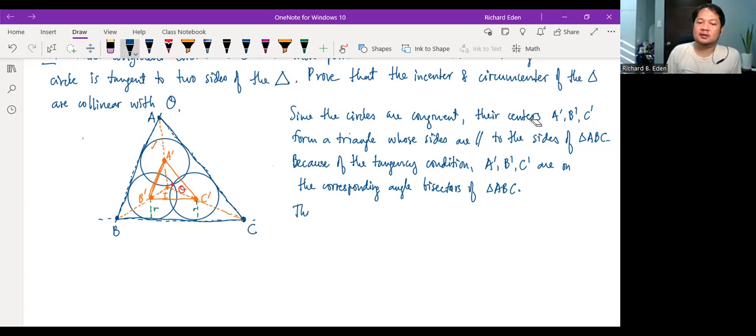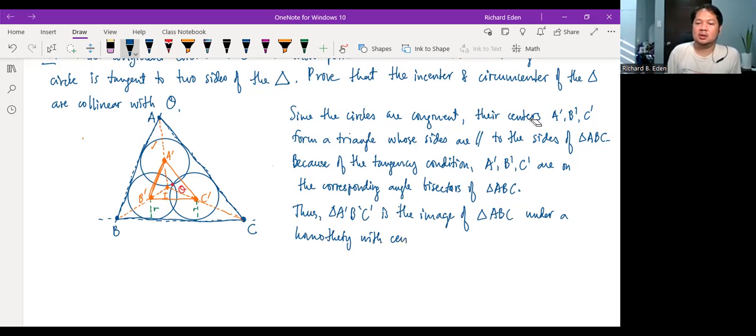Thus triangle A prime, B prime, C prime is the image of triangle ABC under a homothety with center I. So the question here is, can it be proved without using homothety?